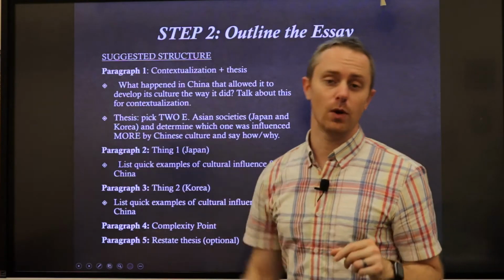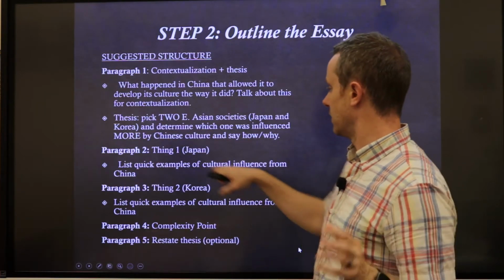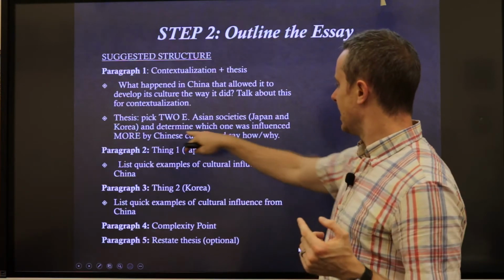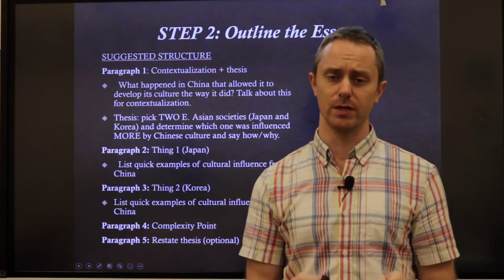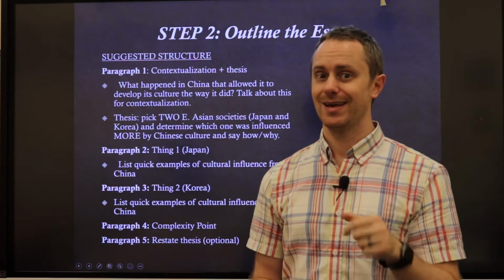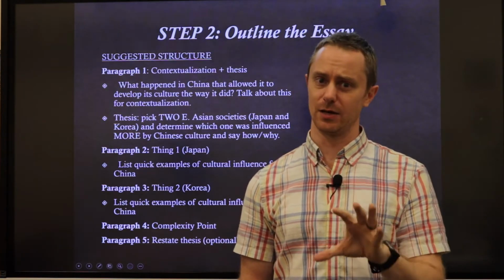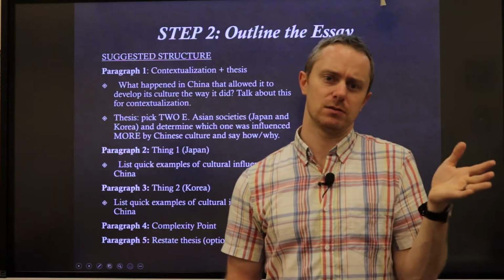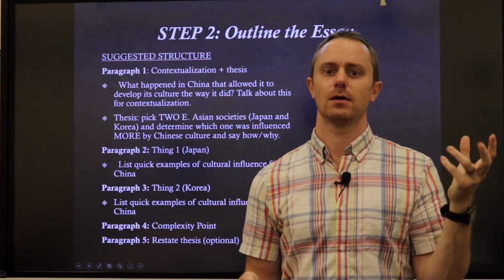Okay? The other thing you want to include, of course, is your thesis. As I said, you could put it at the beginning or end of this paragraph. It doesn't really matter. But you're going to pick 2 East Asian societies. I'm going to go with Korea and Japan. And I'm going to also, in that thesis, determine which one was more significantly influenced by Chinese cultural traditions. My last piece of my thesis is my line of reasoning. And again, I'm exploring this thesis thing in a later video, so stay tuned for that. But I'm basically going to say why. So let's just say I'm arguing that Japan was more influenced by China. I'm going to say, here's why. That's my line of reasoning.